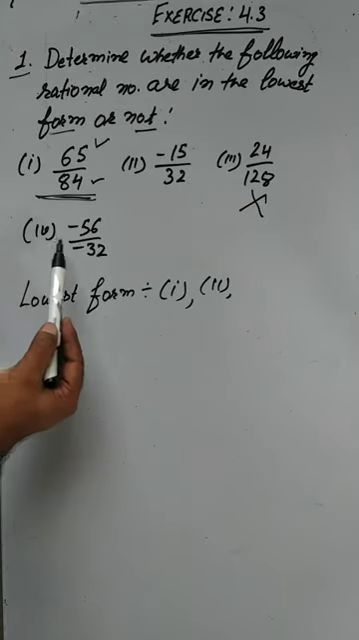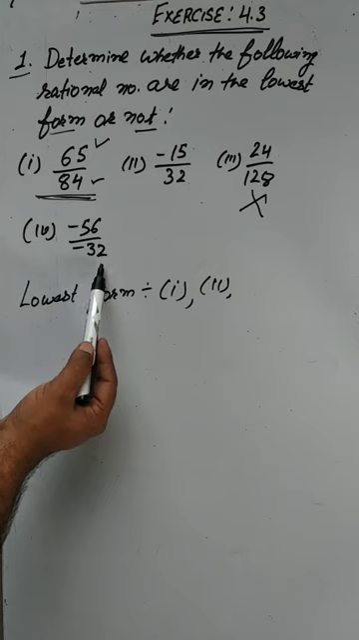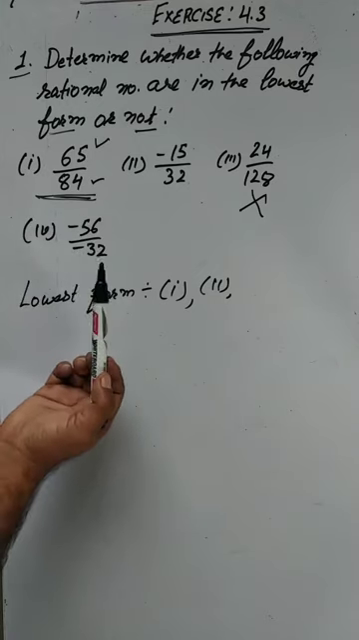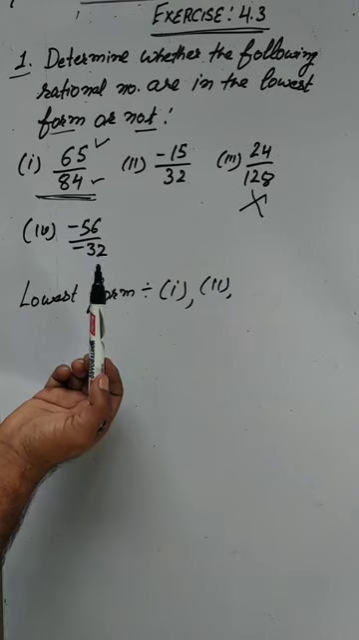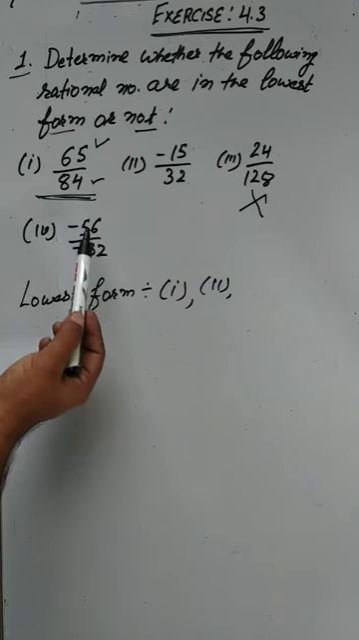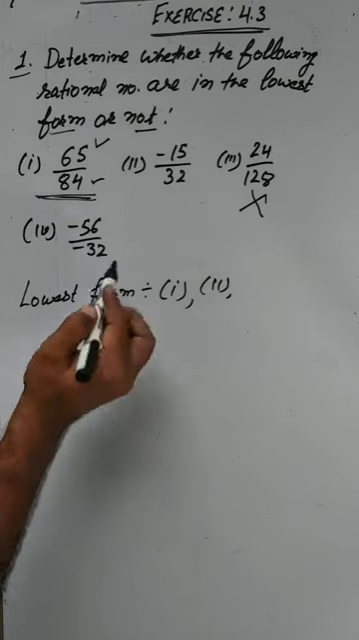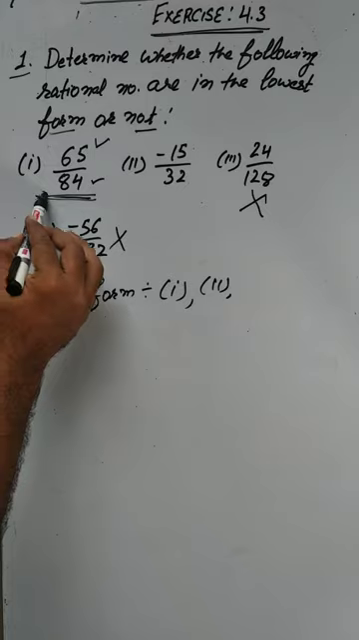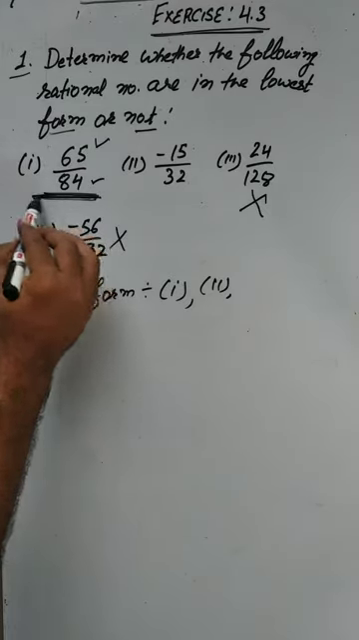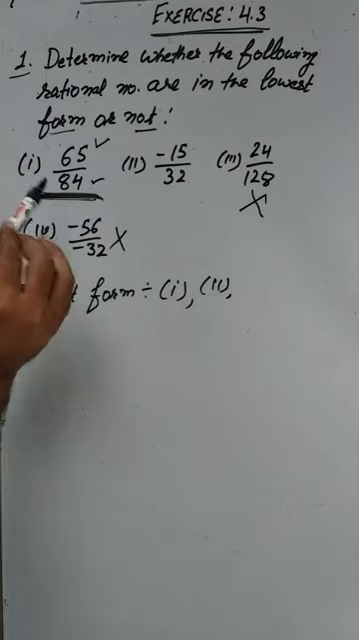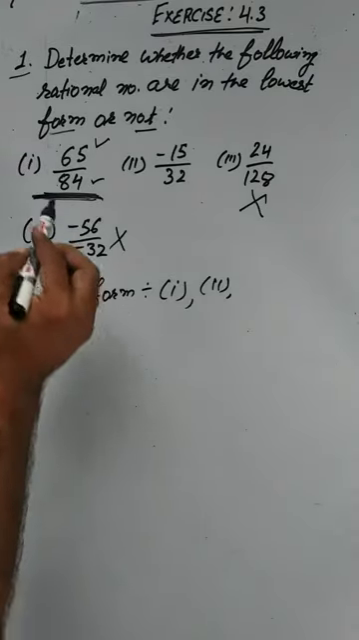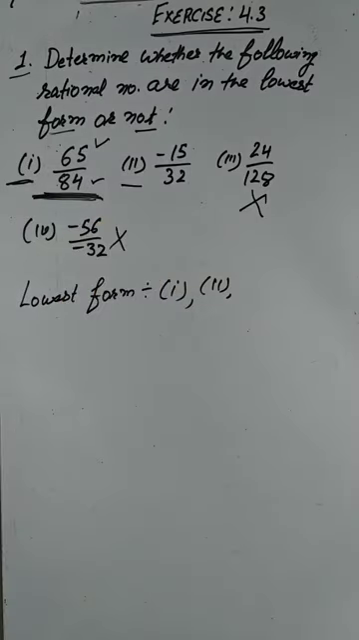And clearly the last one, 56 upon minus 32. 56 and 32 are both in the table of 2. Okay. So at least 2 is common. So it is not in the lowest form. Rational numbers are in lowest form if nothing is common between numerator and denominator except 1. Okay. So only the first two rational numbers are in the lowest form. Clear, beta?